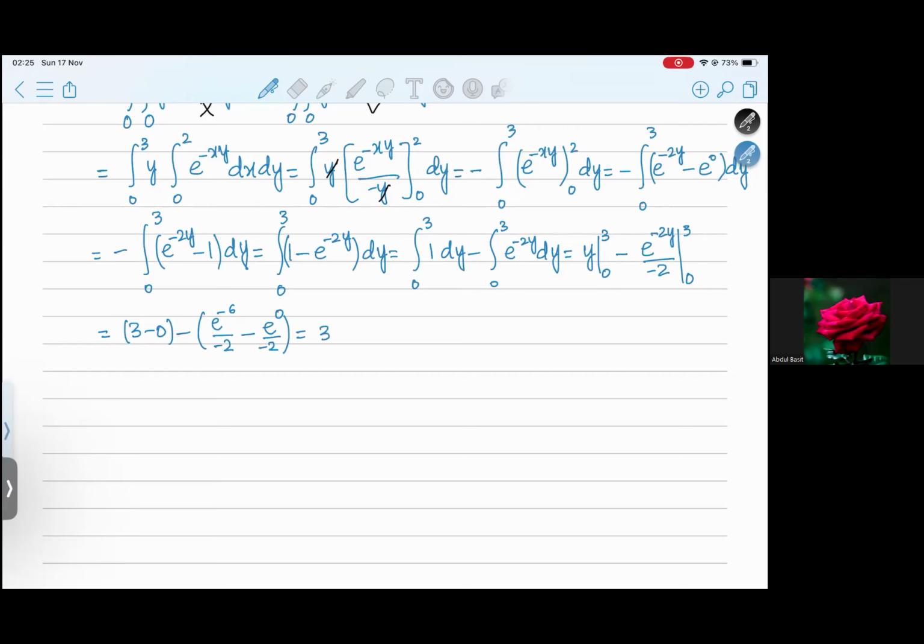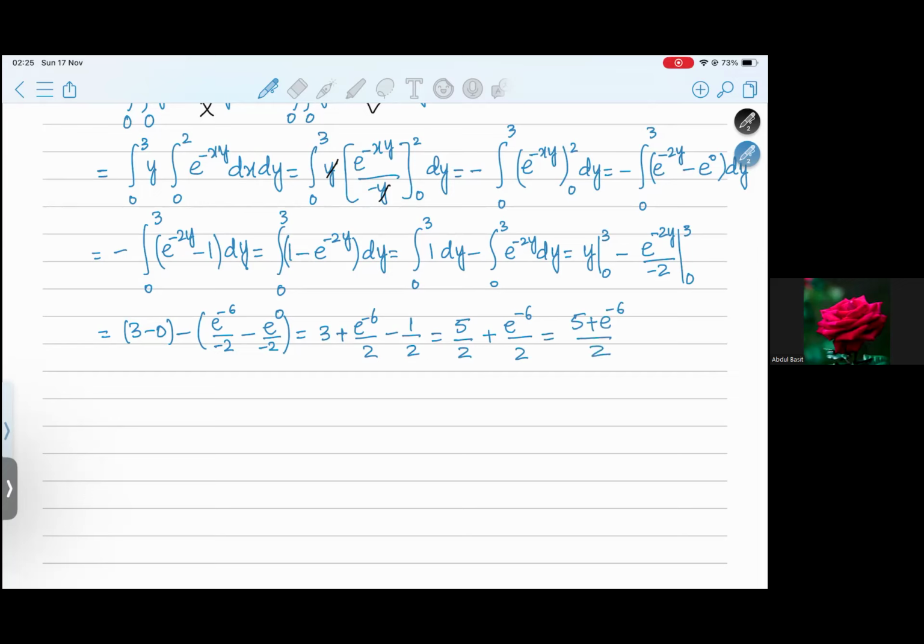So I'm left with 3 minus this negative, and this negative makes it a positive. So I get positive e to the power minus 6 over 2. This negative with this negative makes it a positive, and again multiplied with this negative makes it a negative, minus 1 over 2. 3 minus 1 over 2 is 5 over 2, plus e to the power minus 6 divided by 2. You get 5 plus e to the power negative 6, divided by 2, which is the answer of this integral.